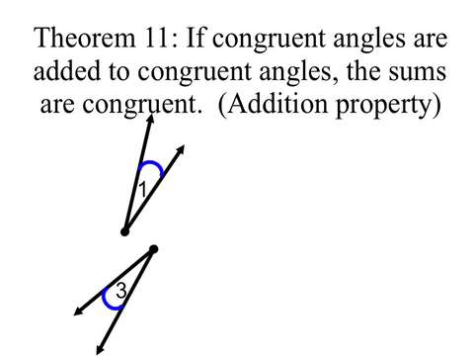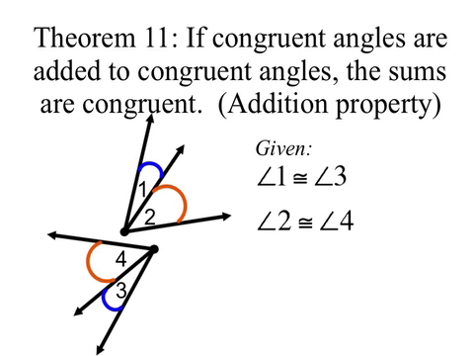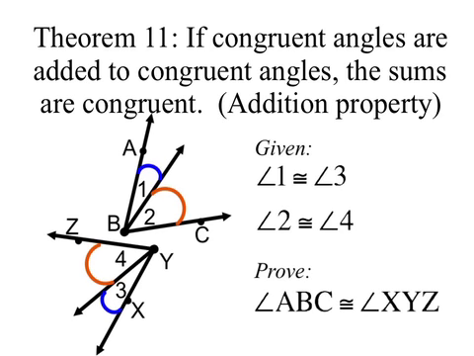Theorem 11 is related to theorem 10 only with angles. We're given 2 congruent angles marked with blue arcs. And then we add 2 more congruent angles, 1 to each one, the orange arced angles, 2 and 4. That means we're given that angle 1 is congruent to angle 3 and angle 2 is congruent to angle 4. And then this theorem proves that the sum, angle 1 plus angle 2, is equal to the sum of angle 3 plus angle 4, or the way we've labeled it, angle ABC is congruent to angle XYZ.